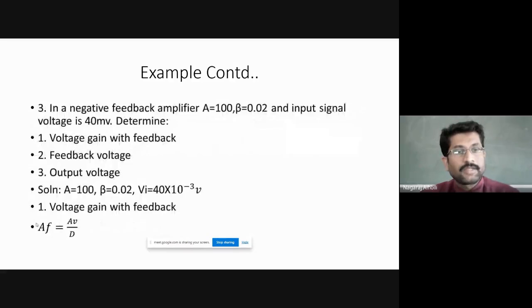Quickly take this. In a negative feedback amplifier, A is equal to 100, beta is equal to 0.02, and input signal voltage is 40 millivolt. Determine first, the voltage gain with feedback, second, the feedback voltage, third, the output voltage.